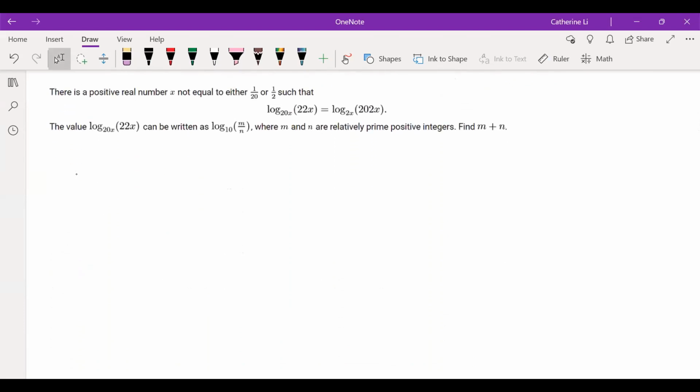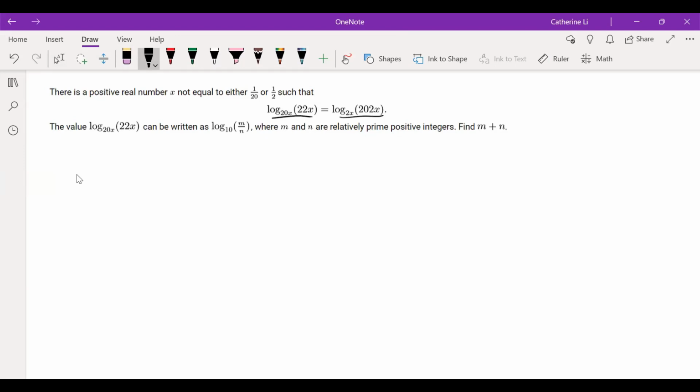So here we have a positive number x that's neither 1 over 20 nor 1/2, that satisfies log base 20x of 22x equals log base 2x of 202x. And we want to find what this value is, which is also equal to this value. And that's going to be log base 10 of some rational number. And then we find m plus n as before.